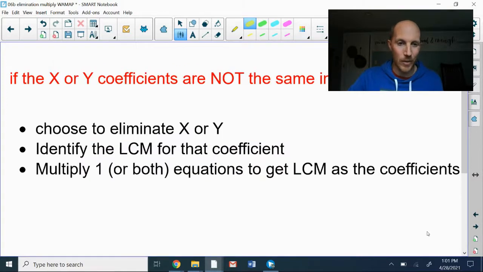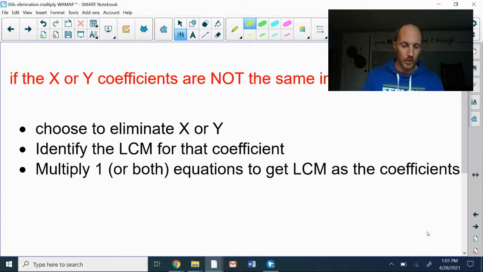Well, if they're not the same, then we still need to make a decision. Are we going to eliminate the x or the y? Once we've identified which variable we want to work with, we're going to identify the least common multiple for that coefficient. I've abbreviated that LCM, same thing you saw in the Do Now. And then lastly, multiply one of the equations, or maybe you need to multiply both of the equations in order to get the least common multiple as the coefficient on whichever variable we chose.